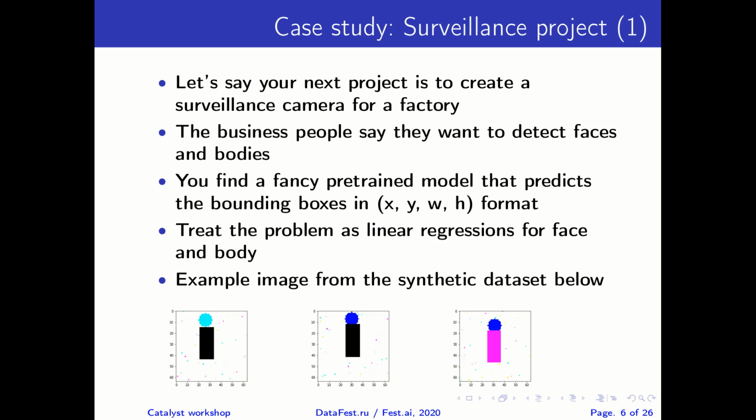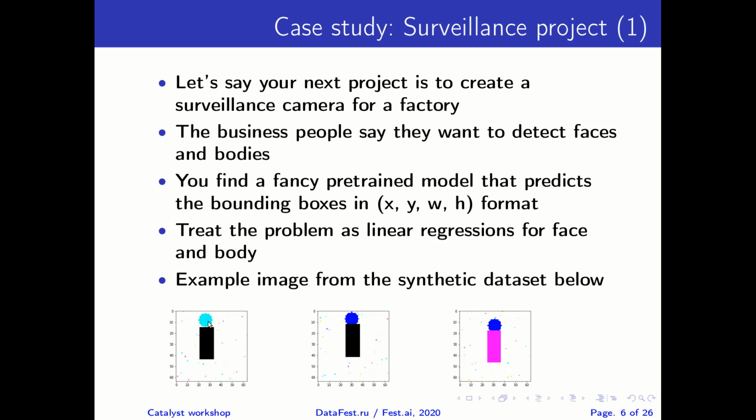So the first step would be to find a model which can predict the bounding boxes, for example, in XYWH format. This means that the output of the network would be the top left point in X, Y, and then the width and height of the bounding box. You can treat this as a linear regression, with a mean squared error, and use some sort of fancy pre-trained model for this, maybe some sort of RetinaNet, or some fancy model you have found online, and in the end you have a regression head for X, Y, W, and H. So here are example images from the synthetic dataset. Basically, the rectangle is the body and the circle is the face.